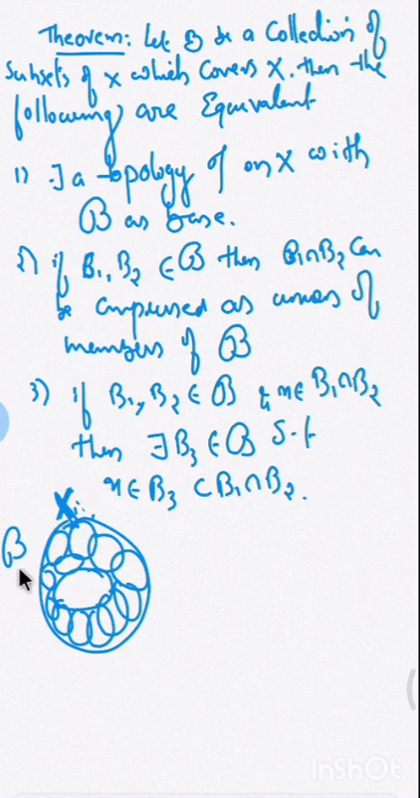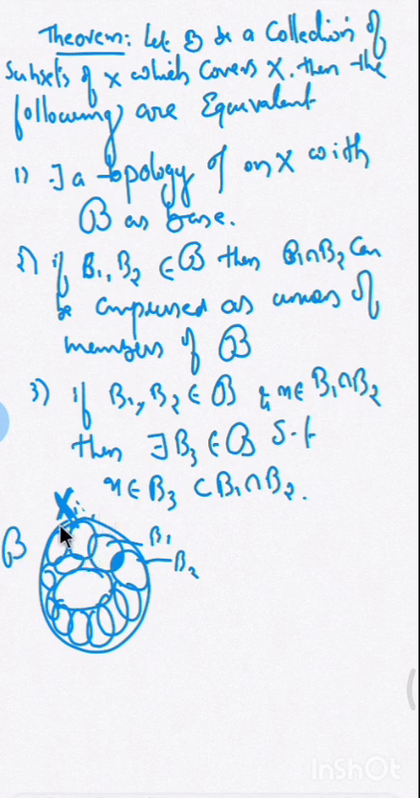The second statement says, when you take some B1 and B2 in this collection, then you can consider B1 intersection B2. This will be like this, right? And this set can be written as a union of members of B again.